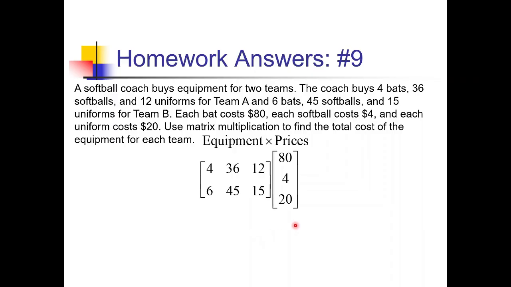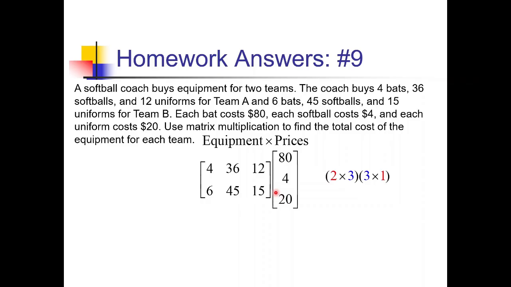Let's multiply this together and see what we get. Now, in order to do this, let me just double check my dimensions. We have a 2 by 3 and a 3 by 1. The 3's match, which was by design, we set it up that way. But this also tells us the dimensions of the new matrix. We're going to have a 2-row by 1-column matrix that's going to have the total dollar amounts that we spent on each of these teams by multiplying this out.